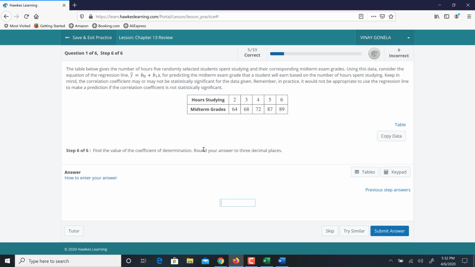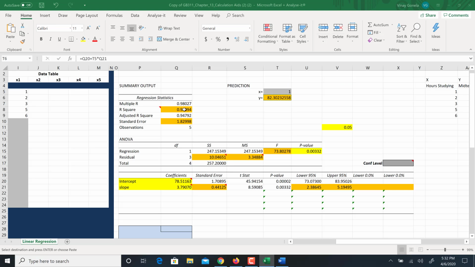And then find the coefficient of determination. The coefficient of determination is r square. As I discussed previously, if you click, this is called the coefficient of determination. So you copy this and that's your answer.